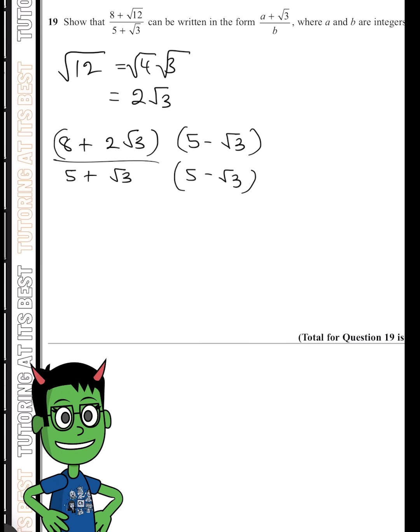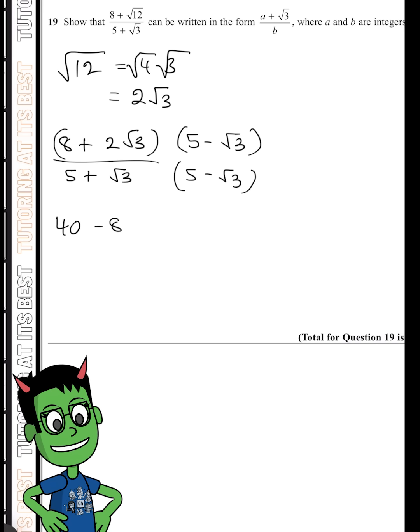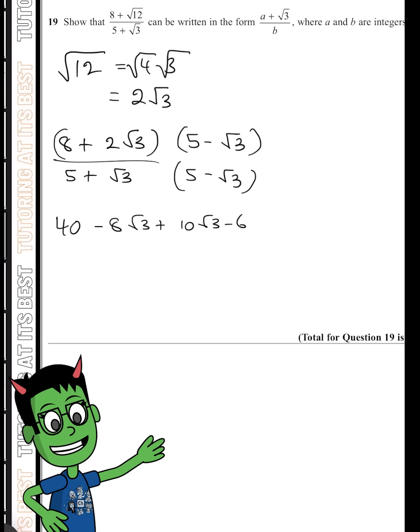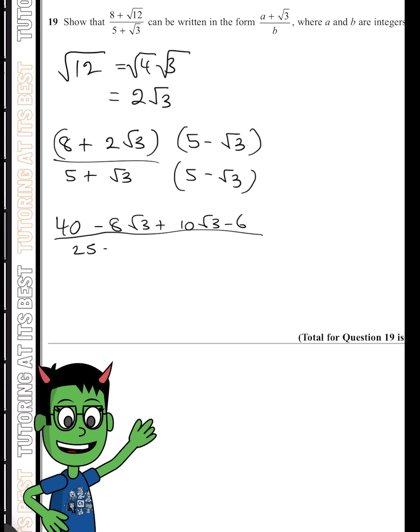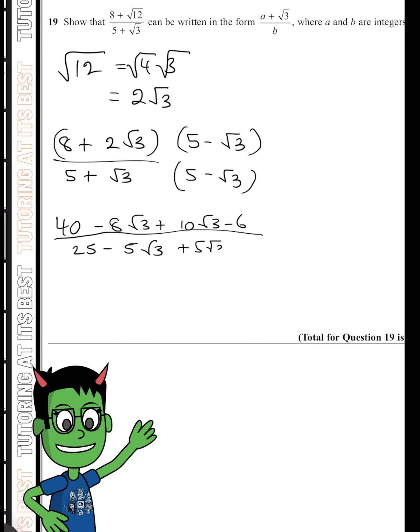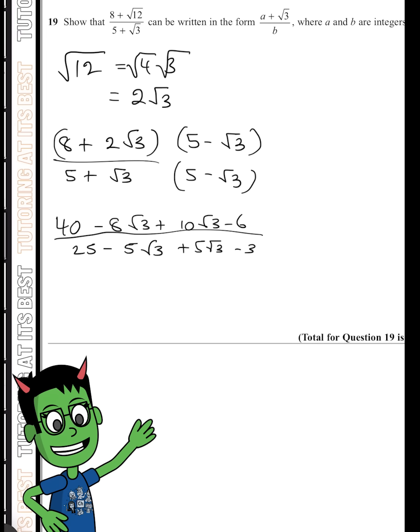Once we multiply this out, we're left with 40 minus 8 root 3 plus 10 root 3 minus 6 over 25 minus 5 root 3 plus 5 root 3 minus 3. So if we have 40 minus 6, that's 34, and then we're left with 2 root 3 over 22 as these cancel out.